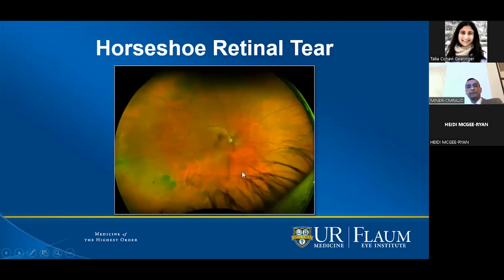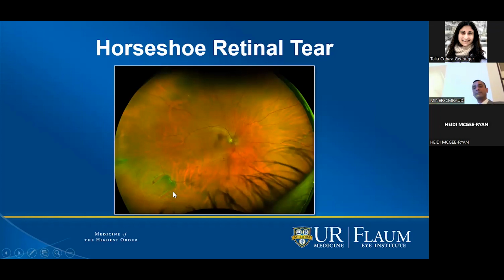Here are the other consequences of a vitreous detachment: a retinal tear. This would be a horseshoe retinal tear, and you can pretty much see the outline of the tear there, with a little bit of subretinal fluid, and you can see the outline of the fluid right there.